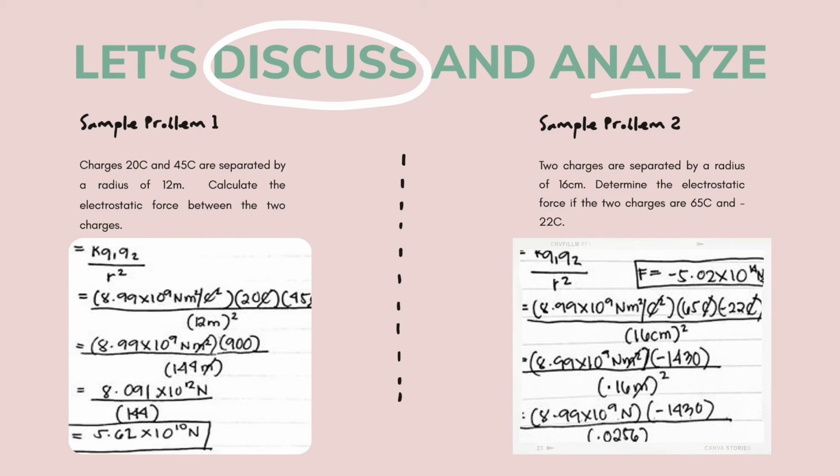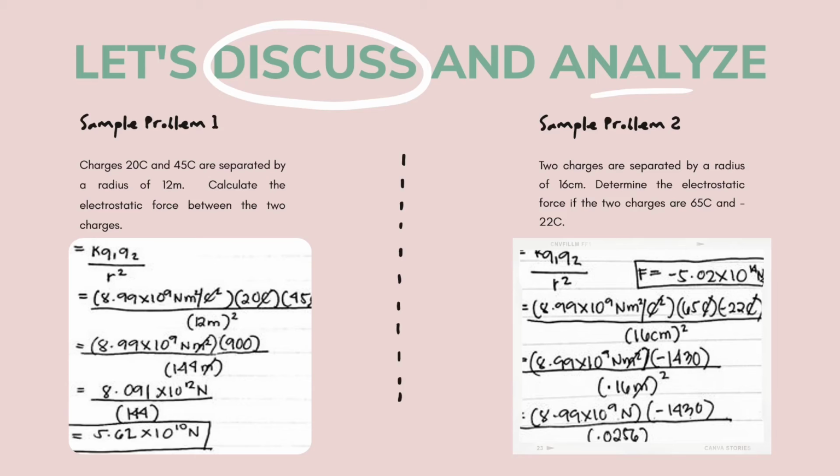So let's discuss and analyze. I have two sample problems here, and first we will answer problem 1. Charges 20 C and 45 C are separated by a radius of 12 meters. Calculate the electrostatic force between the two charges.